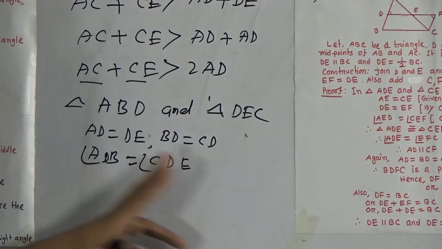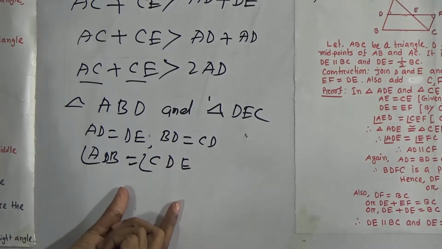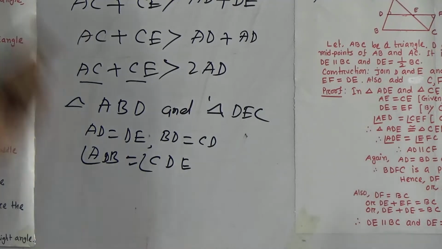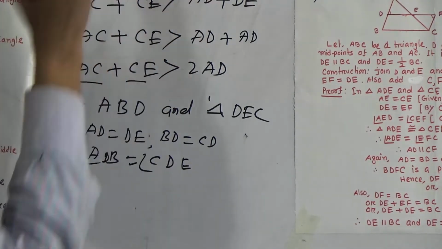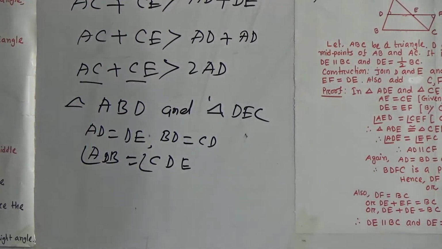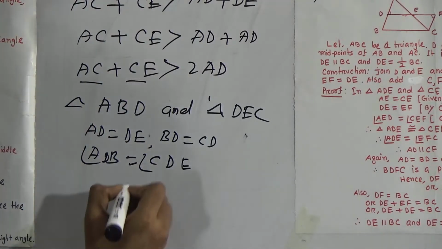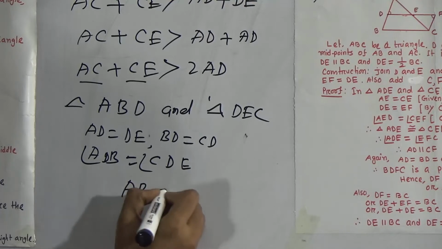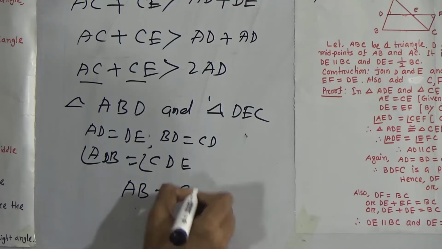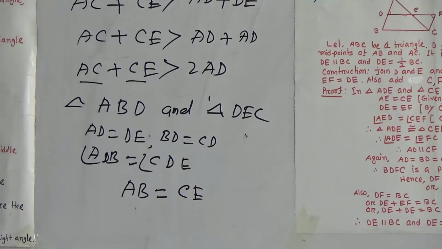Look, here two sides and one angle are equal. Therefore, you can say that ABD and CDE are congruent. Hence, we can say AB equal to CE. Okay, student, I hope you understood.